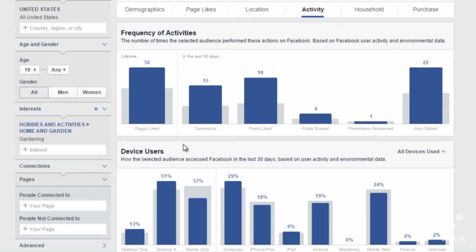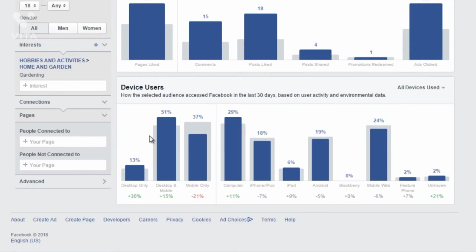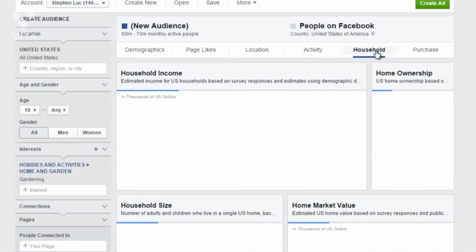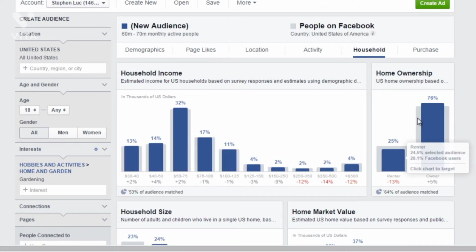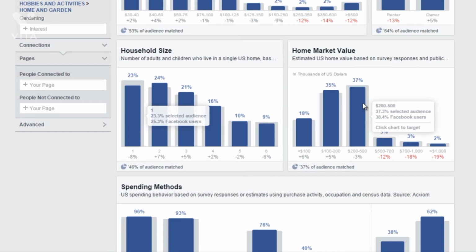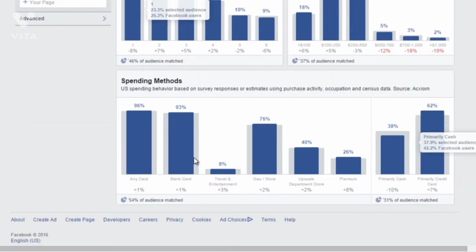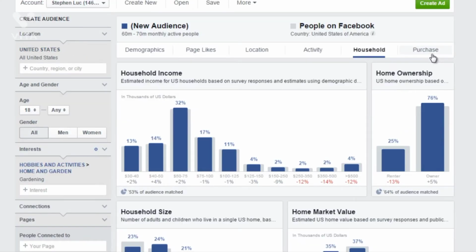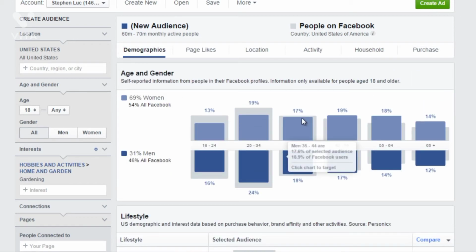We can see frequency of activity. How engaging is this particular audience, or how hyper responsive is this audience? What kind of device are they using? We have household income. How many of them actually own homes? Household size, home market value, and spending methods. And then, of course, purchase methods. And I'll get into that in a later video. But I really want to show you, it really breaks things down.